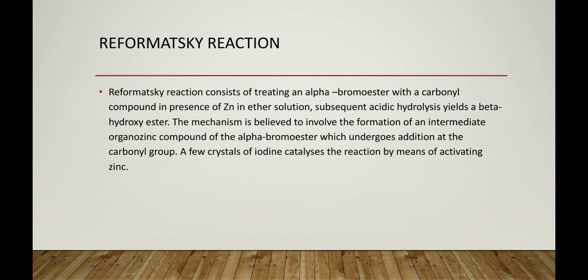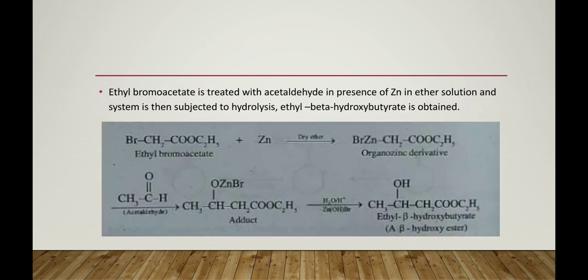Reformatsky reaction. The Reformatsky reaction consists of treating an alpha bromoester with a carbonyl compound in the presence of zinc in ether solution. Subsequent acidic hydrolysis yields a beta hydroxy ester. The mechanism is believed to involve the formation of an intermediate organozinc compound of the alpha bromoester, which undergoes addition at the carbonyl group. A few crystals of iodine catalyze the reaction by activating zinc.